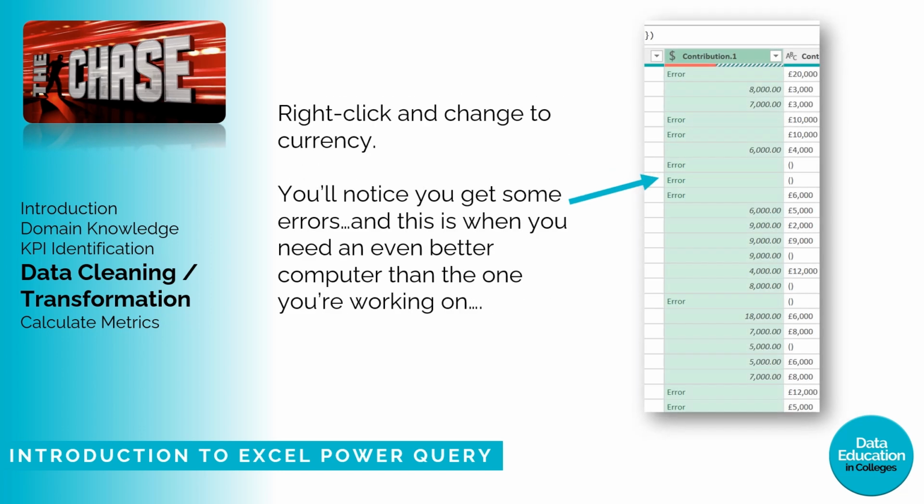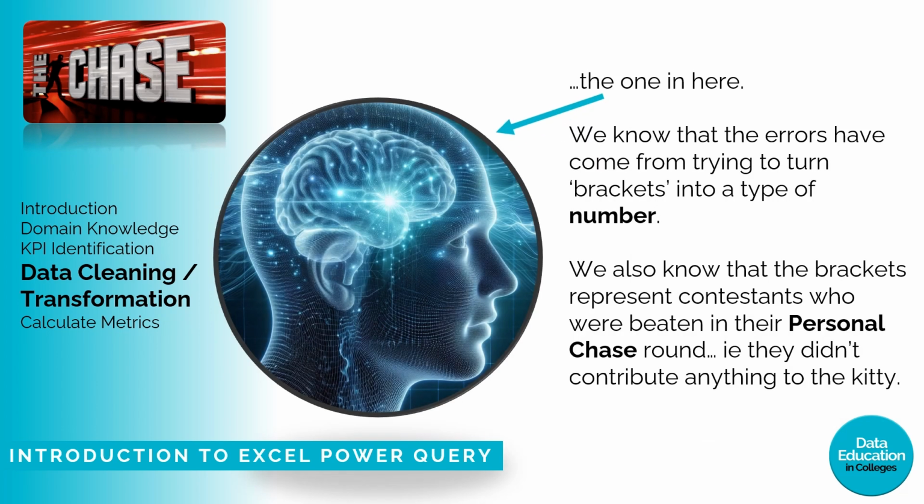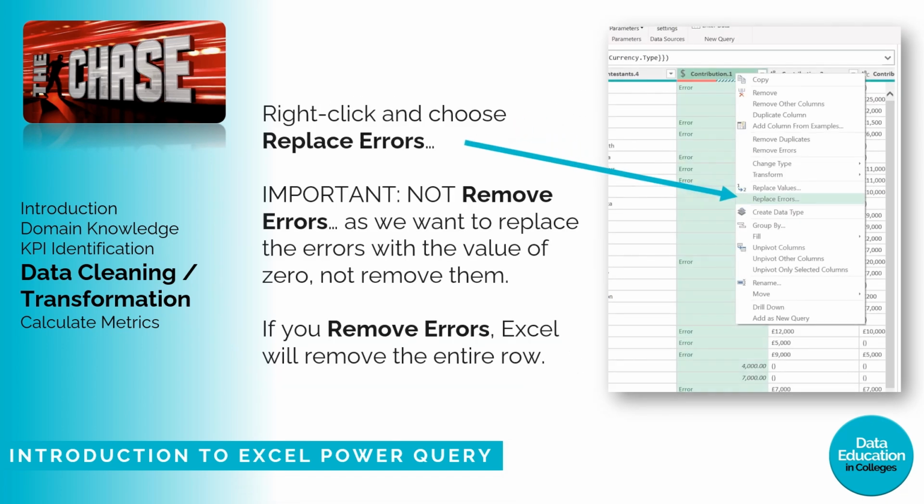If you right click and change to currency, you'll get a few errors. But now we need to activate the better computer than the one you're working on. That one. We know that the brackets have come from where the contestants haven't won anything. So, in other words, they didn't contribute anything into the kitty. So we know the brackets actually represent a 0.